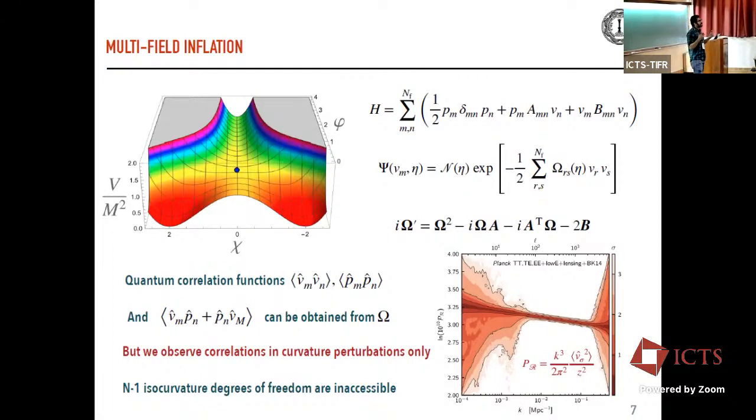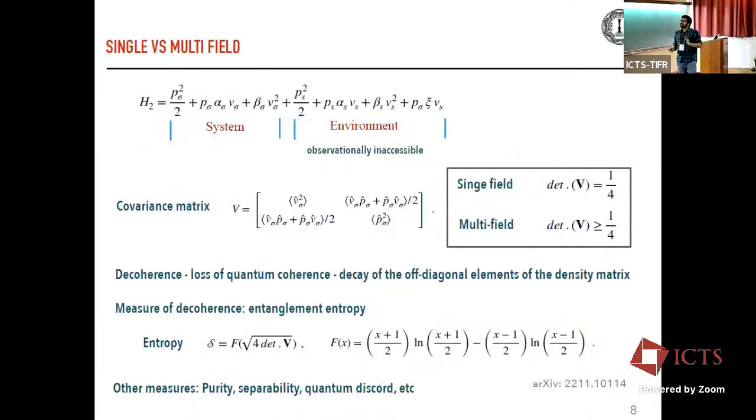But what we observe is simply the curvature perturbation. That's just 1 degree of freedom, but there are n degrees of freedom here. So we observe only 1 degree of freedom, but there are n-1 degrees of freedom that are inaccessible observationally. These n-1 degrees of freedom are called isocurvature perturbations, and the perturbation which can be observed is called the curvature perturbation. Others are isocurvature perturbations. So I think it's clear now.